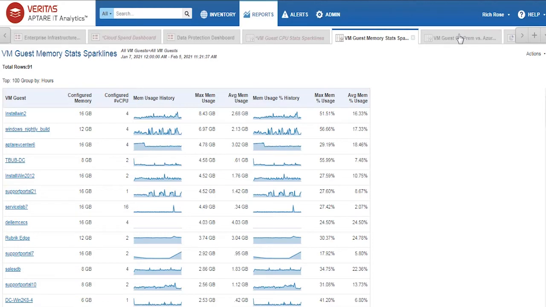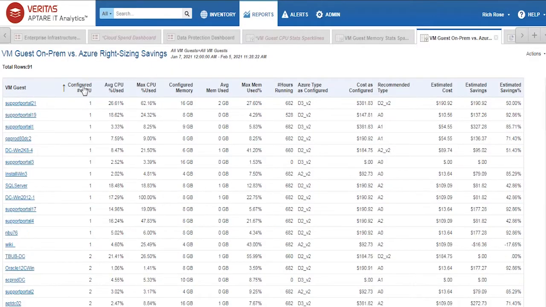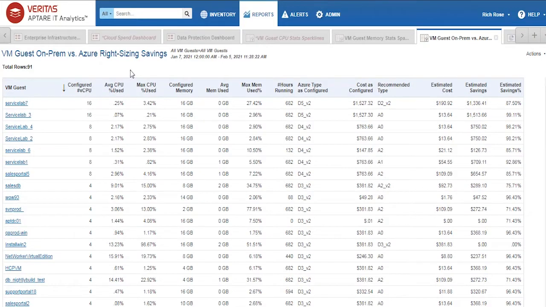So let's look at this report, which does that analysis. And let's sort them again by number of vCPUs. So I've got a system here that had 16 vCPUs and 16 gigs of RAM, and it's been running for 682 hours. Another thing APTARE is doing is calculating how long a VM is running. Even VMware can't tell you that. We are monitoring this system and tracking it throughout the entire process.